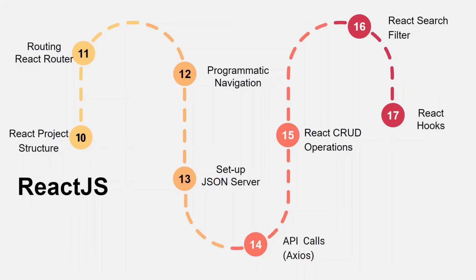Then we are going to set up a JSON server, and that is going to give us the fake APIs. We can use these fake APIs, and we will use the Axios package to call the APIs in our React project. We are going to learn about the CRUD operations, and we are going to build a small functionality of a search filter in our application that will filter out the results. And we are going to cover a lot of React hooks. So there's a ton of topics that we are going to learn in this video.